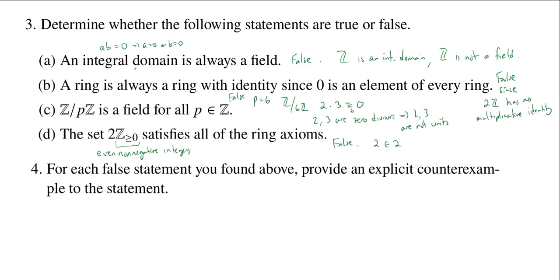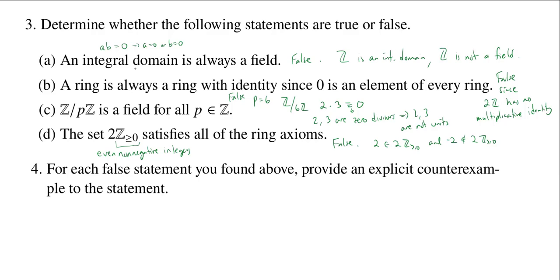2 is an element of this set, and its additive inverse, which we know within all of the integers is -2, is not in 2Z greater than or equal to 0. All right. Okay, so actually, yeah, all these are false.